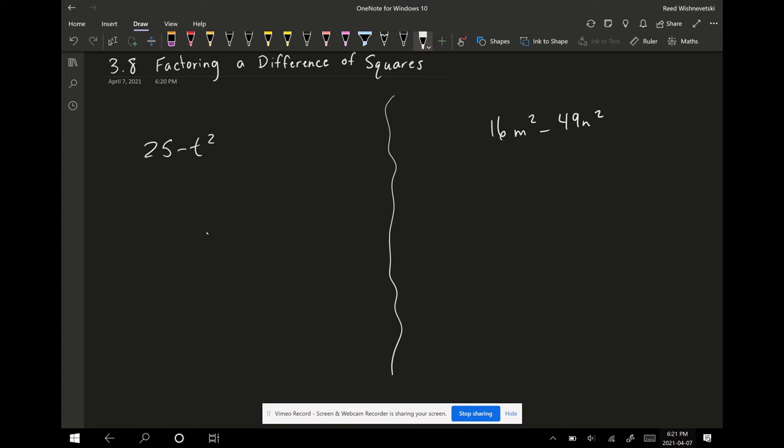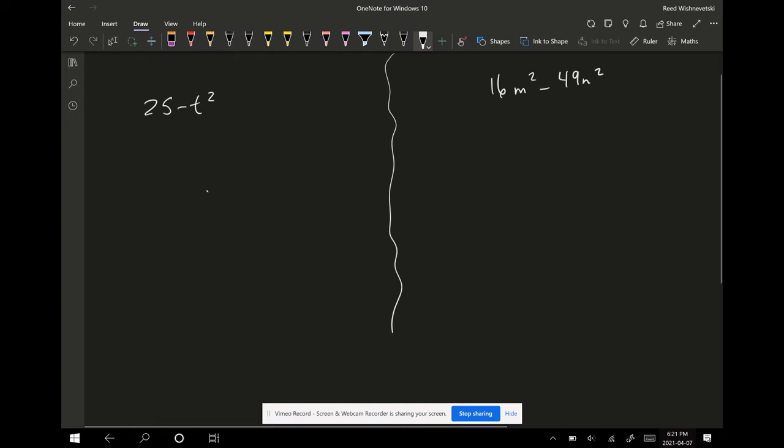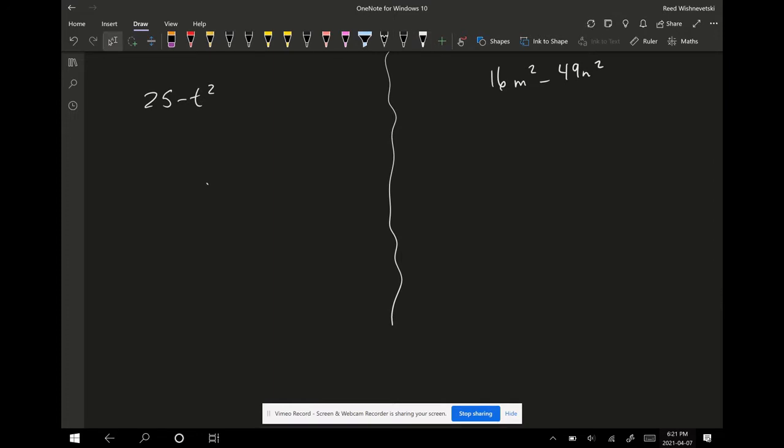Okay, so today we're going to be working on factoring a difference of squares. So if you'll notice here, I got two examples we're going to go through. The first one here is going to be 25 minus t squared.